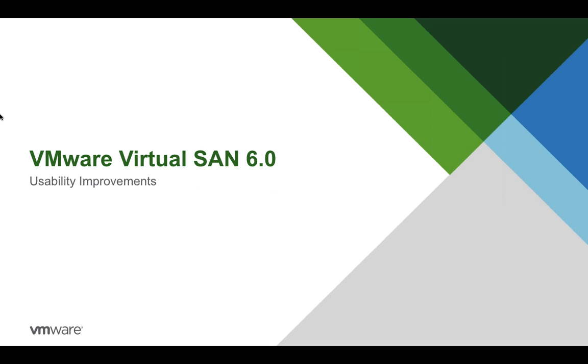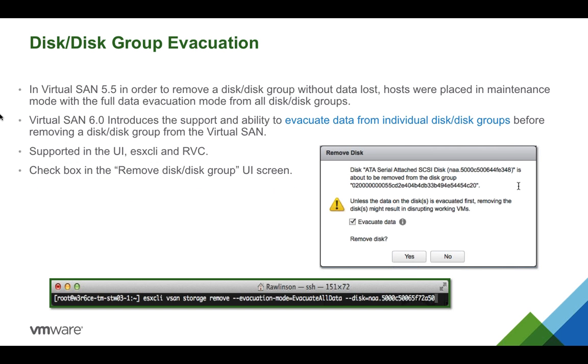When it comes to usability improvements, let's talk about UI enhancement. One of my favorite features here is the fact that now you're able to evacuate the data from an individual disk or disk group without having to put a host in maintenance mode. You can safely do this. You can replace a single disk. In 5.5, we had to place the entire host into maintenance mode to do this. That's no longer the case. This translates to operational efficiency, which makes it quite nice for users and customers whenever they want to either upgrade or replace a failed device.